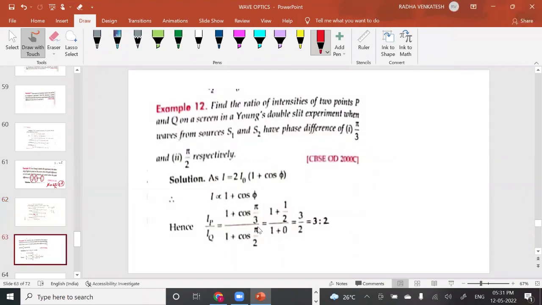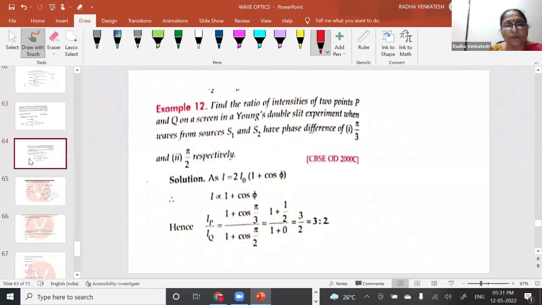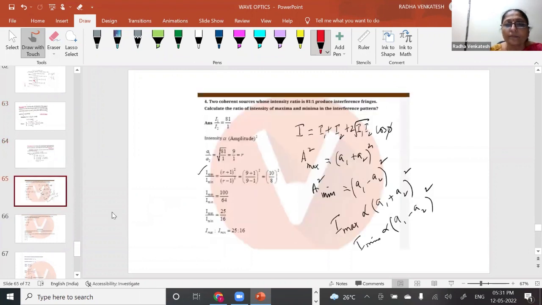Yes, ma'am. Then see this one. This is also easy, right? Phase difference has been given, and you've been asked to find the intensity ratio. So this is very simple. It is simple, but it is a CBSE question, so you can expect such questions this year also because of COVID. I'm hoping some of it will happen like that. Again, this is the same thing, so I'm just skipping that. This is again a very often asked question.